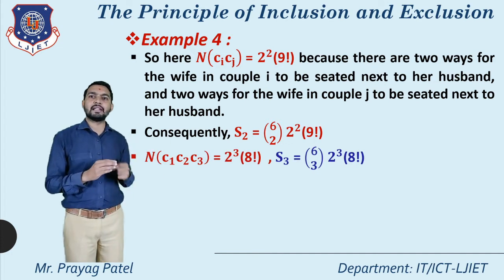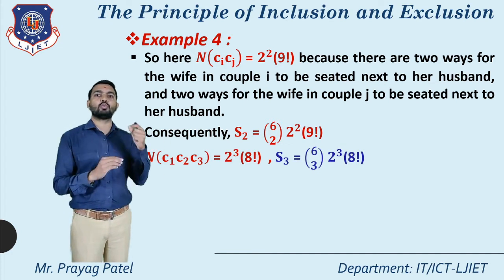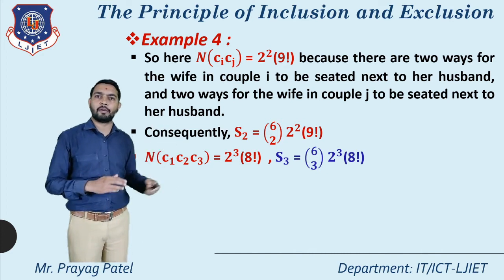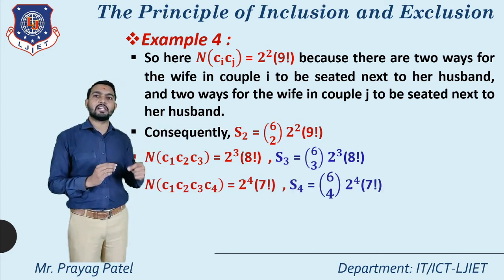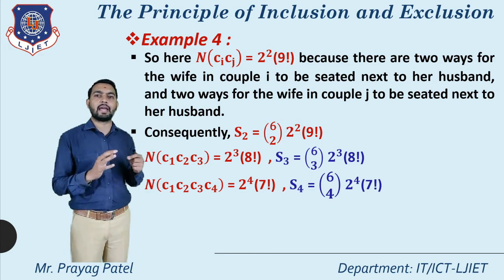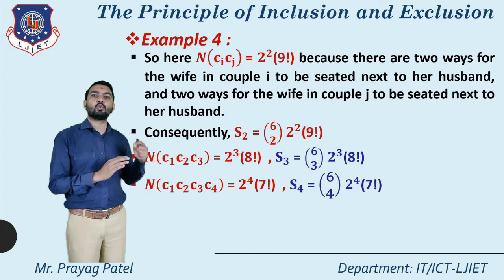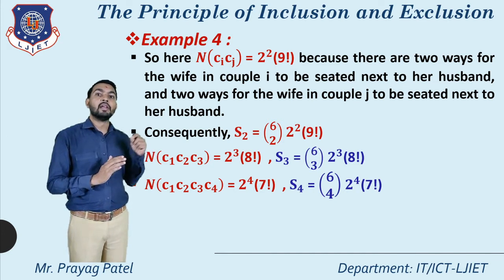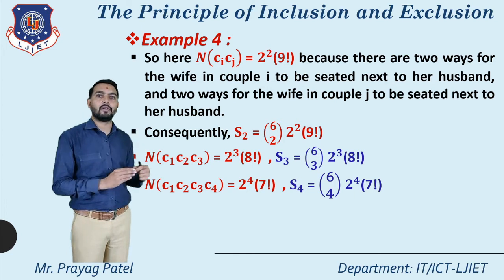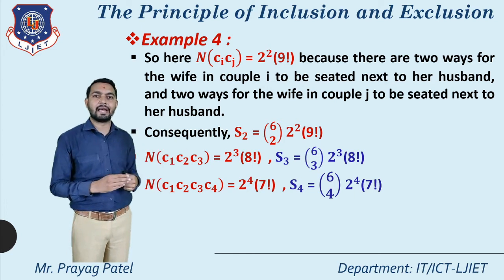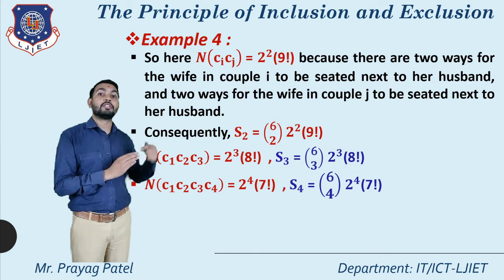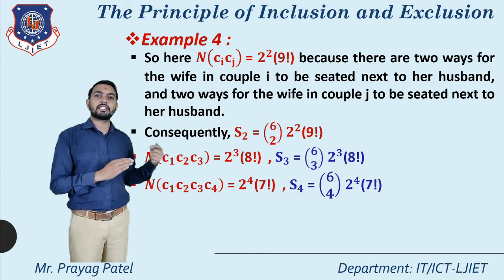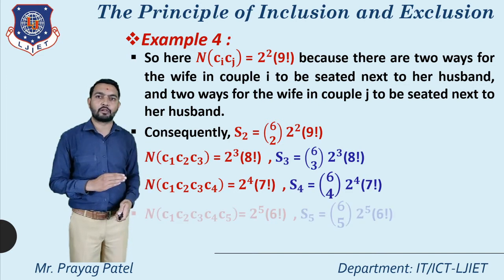In the same way we find n(C1 ∩ C2 ∩ C3) is equal to 2 raised to 3 into 8 factorial. So S3 equal to 6C3 into 2 raised to 3 into 8 factorial. Now next is n(C1 ∩ C2 ∩ C3 ∩ C4), that means 4 couples arranged in couple way, which is equal to 2 raised to 4 into 7 factorial. So S4 equal to 6C4. Here we decrease the value of r like this: first 6C2, then 6C3, then 6C4, and S4 is 6C4 into 2 raised to 4 into 7 factorial.